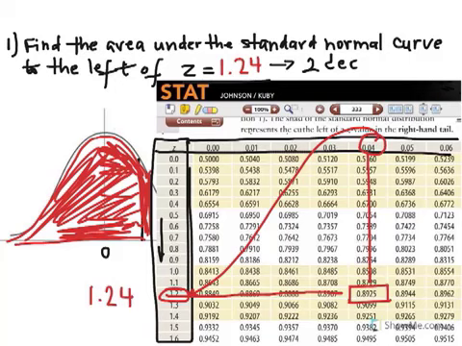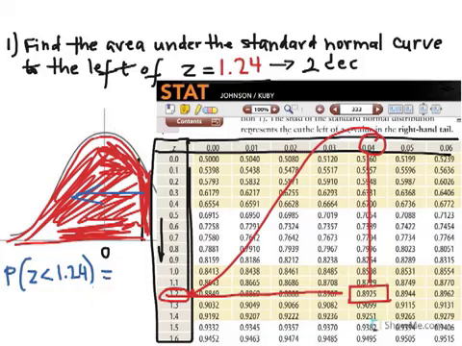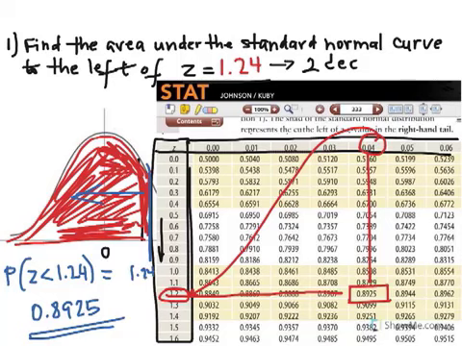And this area is going to be written as the probability of z smaller than, or to the left of, 1.24, which will be equal to 0.8925. So that is the area under the standard normal curve to the left of z = 1.24.